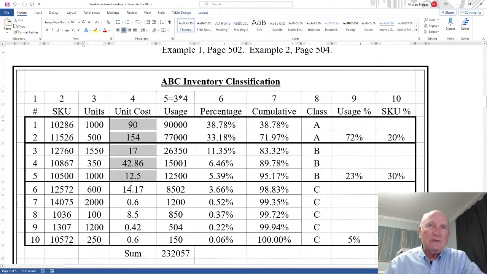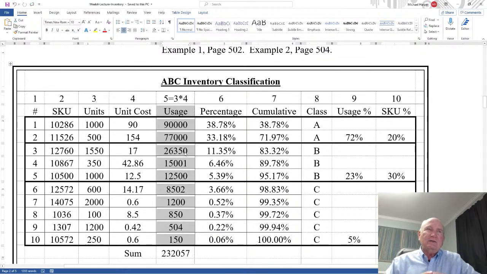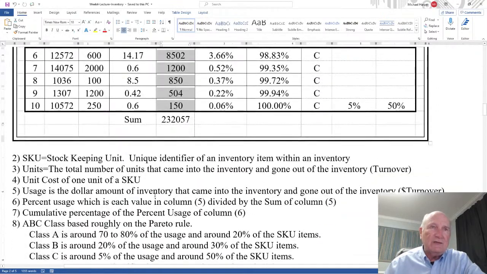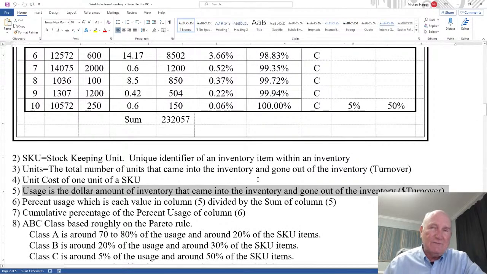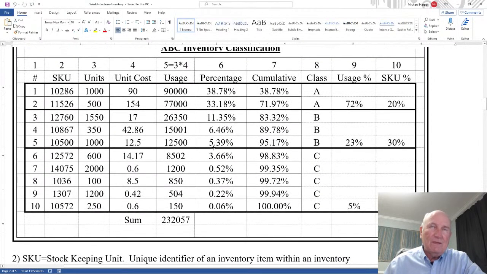This is the unit cost for each one of those items, of each one of those units of your SKU, and then you multiply those together, and that's called the usage. That's the annual usage. That's how many dollars have gone in and out of your inventory. Now that's total annual usage down here. The dollar amount of inventory that came in and out of your inventory is referred to as the dollar turnover. Okay, this is the unit turnover.